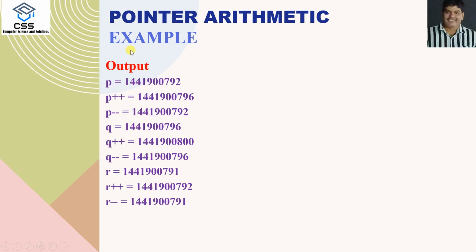Here the output is generated. If the base address is this one, a 4 byte increment means 96. If it is decreased, it is 92. If it is a float, 96 plus plus means a 4 byte increase, 800. Again minus minus, it will become 96. If it is a character, 91. 1 increment means 92. 1 decrement means 91.